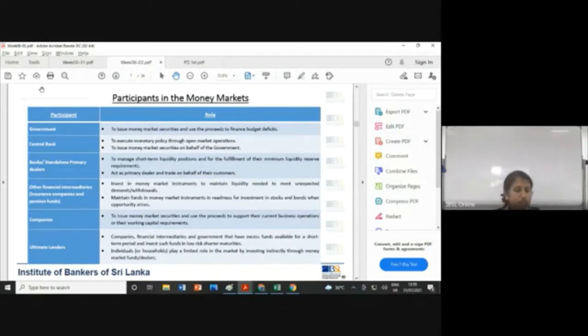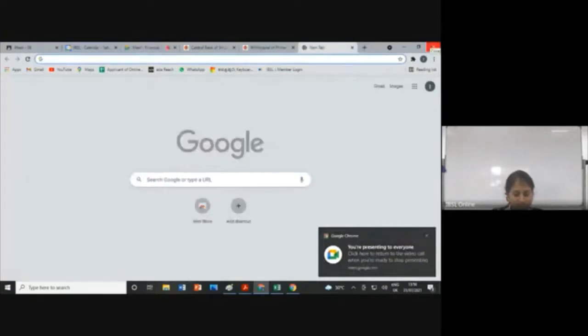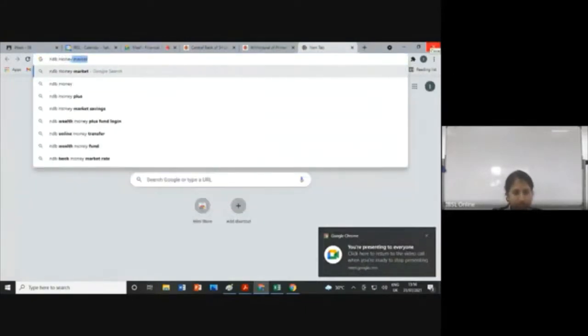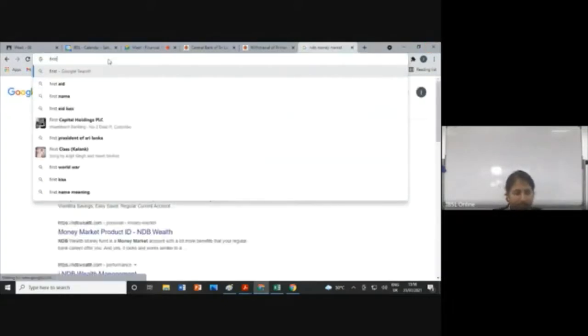Now think about individuals. Can you and I, how are we going to get involved in the money market? Usually, individuals being involved in the money market directly is very rare. They get into the money market via funds, mutual funds. Through that, they would get involved in the money market. Now, an example would be NDB money market accounts. Then you have First Capital.